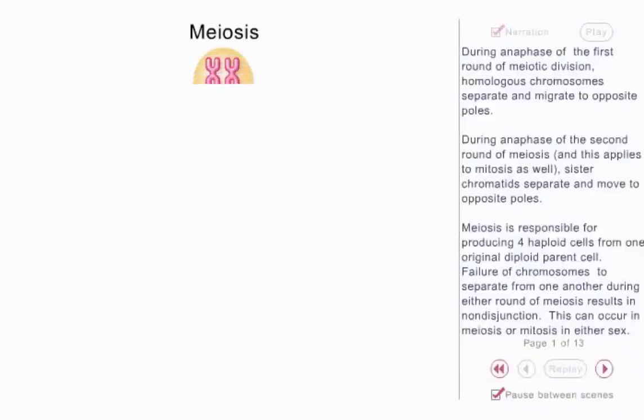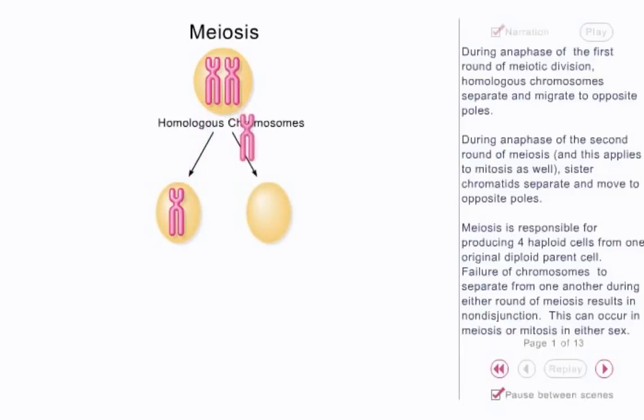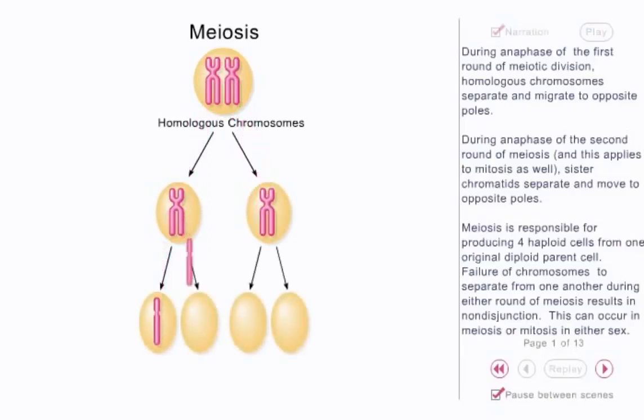During anaphase of the first round of meiotic division, homologous chromosomes separate and migrate to opposite poles. During anaphase of the second round of meiosis, and this applies to mitosis as well, sister chromatids separate and move to opposite poles. Meiosis is responsible for producing 4 haploid cells from one original diploid parent cell. Failure of chromosomes to separate from one another during either round of meiosis results in non-disjunction.